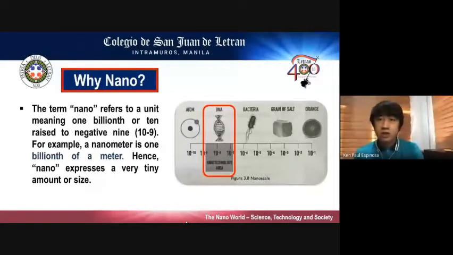Makikita mo dun sa figure, as you can see on the figure, mas maliit pa siya sa bacteria. Pero of course, mas malaki siya sa atom. Kung makikita mo yung grain of salt, nakita mo yung grain of salt? Yes, of course, no? So, next is bacteria. Then, next is a DNA. So, kung makikita mo, andun yung gap ng technology.